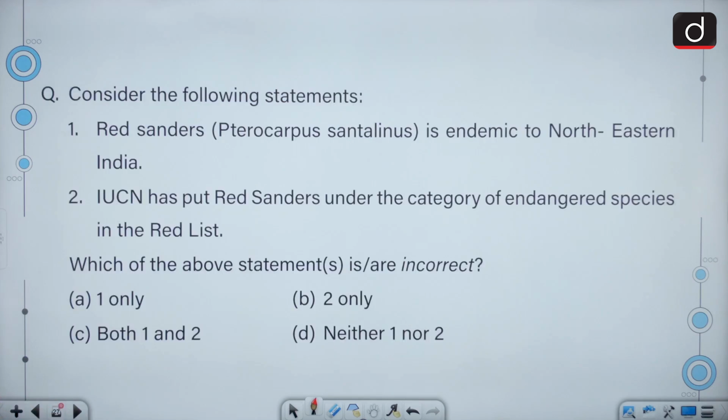Let's move forward. Consider the following statements. Red sanders or Pterocarpus santalinus is endemic to northeastern India. Endemic means it is found nowhere else. IUCN has put red sanders under the category of endangered species in the red list. So we have to select the incorrect statement.